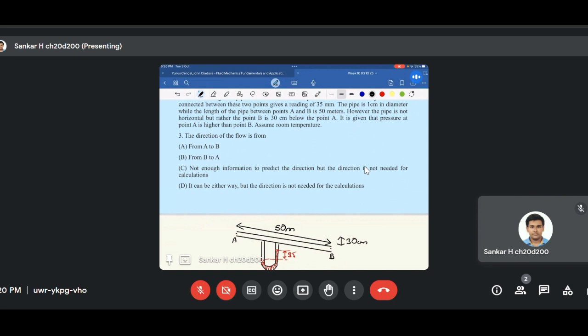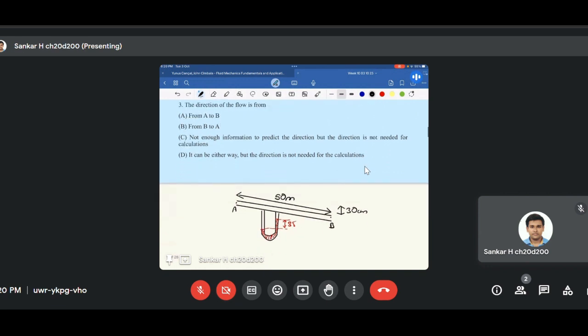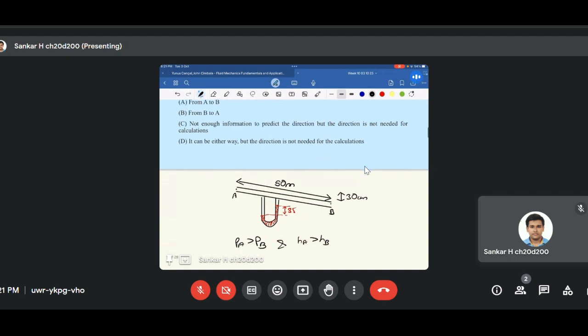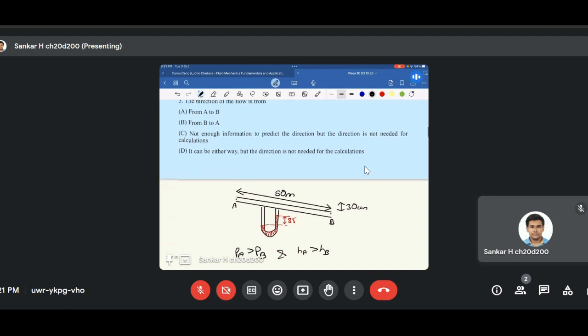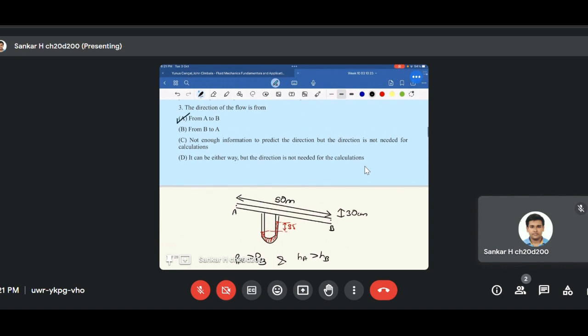And from looking at the figure itself, it is quite obvious that it is given that PA is greater than PB, and HA is greater than HB, which means the flow that has to be generated with both these conditions has to be from A to B. So the correct answer is option A.